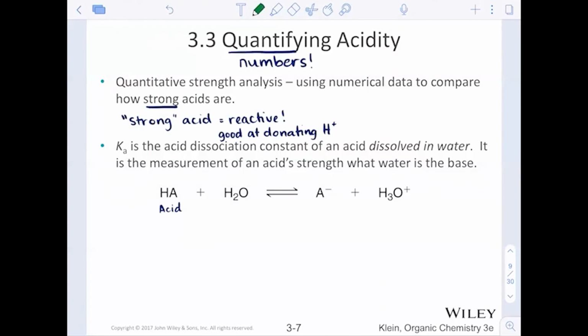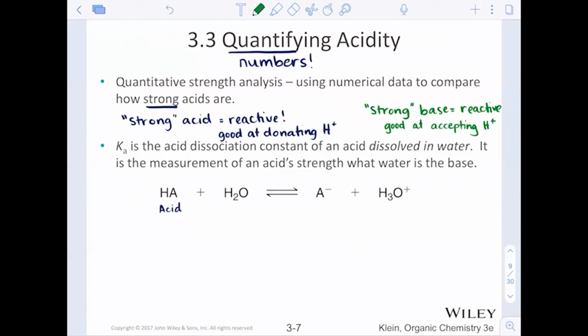Now, a strong base is going to be the same thing, reactive as a base, meaning that it is good at accepting a proton, right? Being able to donate that lone pair, we'll see that type of terminology used a little bit later. Being good at attacking an acid, ready to donate its electrons to make a new covalent bond between itself and the proton. All of those will encompass our idea of strong base.